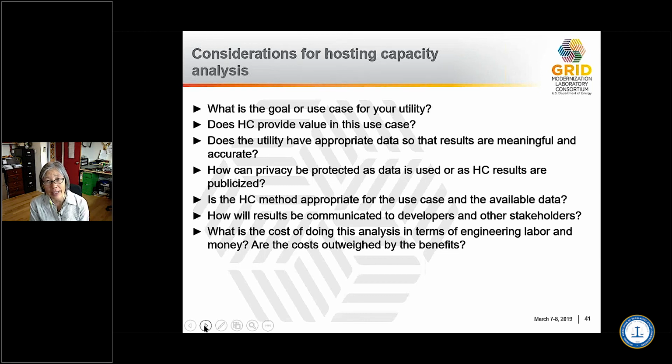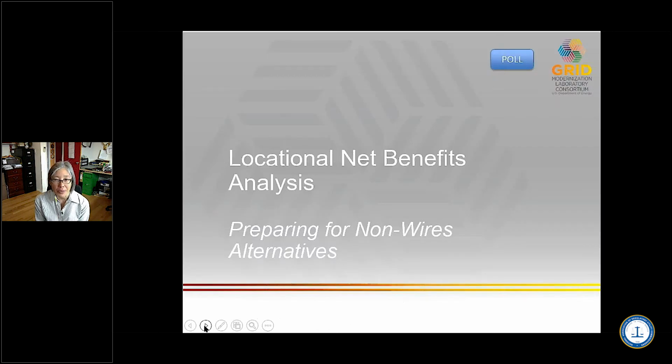If we go to the next slide, Carrie, I'm going to now switch gears, get away from the electrical engineering stuff, and talk about locational net benefits. So a lot of what I'm going to talk about here is preparing for the non-wires alternatives that Lavelle just mentioned. And Carrie, I think we have a poll here.